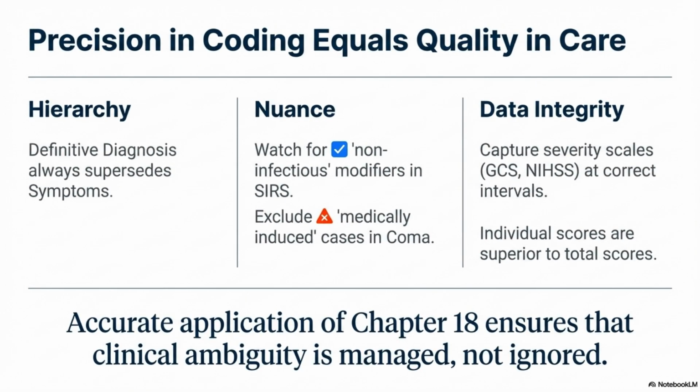And finally, this chapter reminds us that precision matters. A definitive diagnosis always overrides symptoms. We need to pay attention to modifiers like non-infectious in SIRS. We must avoid coding coma in medically induced or sedated cases. And we should always capture severity scales, like GCS and NIHSS, at the correct intervals. Accurate coding in Chapter 18 ensures that clinical uncertainty is documented correctly and that the medical record reflects the true clinical picture.